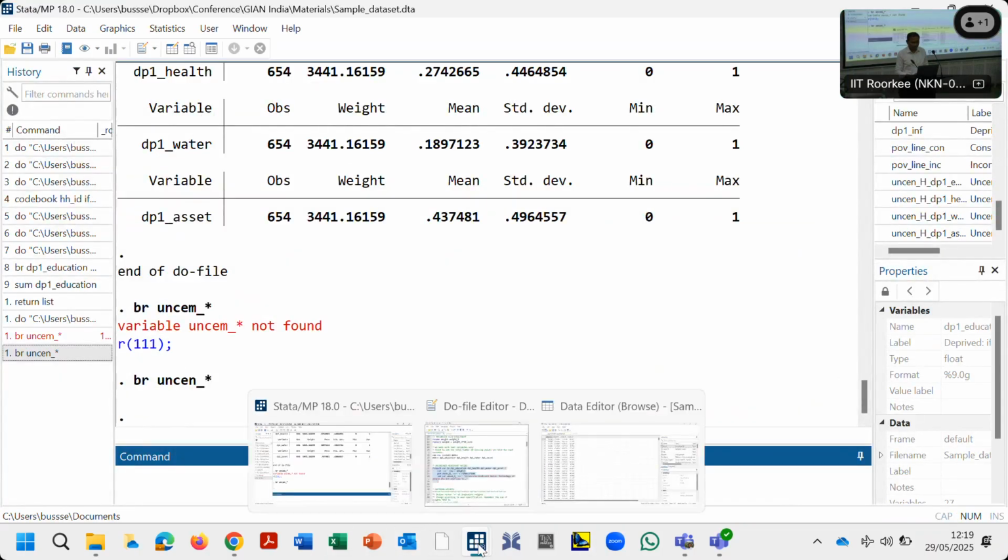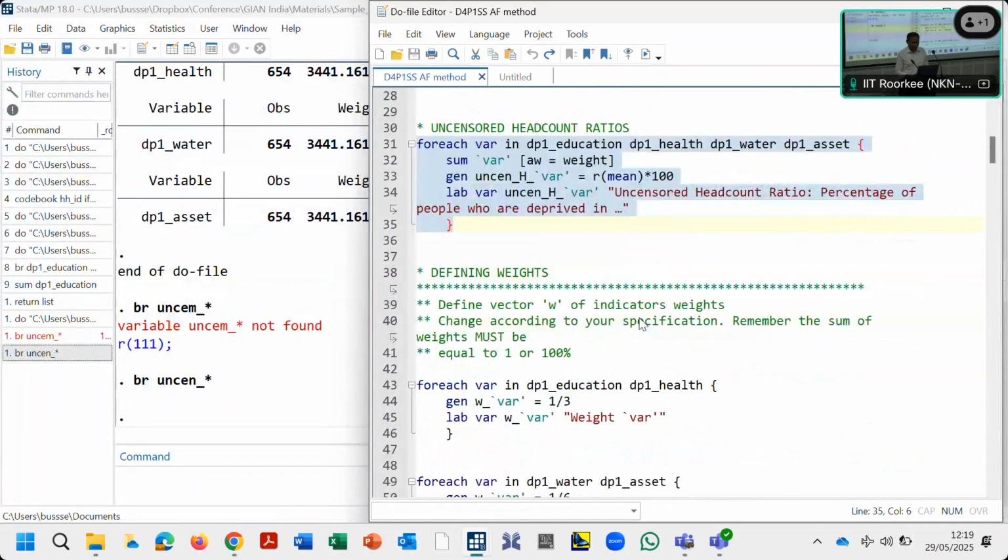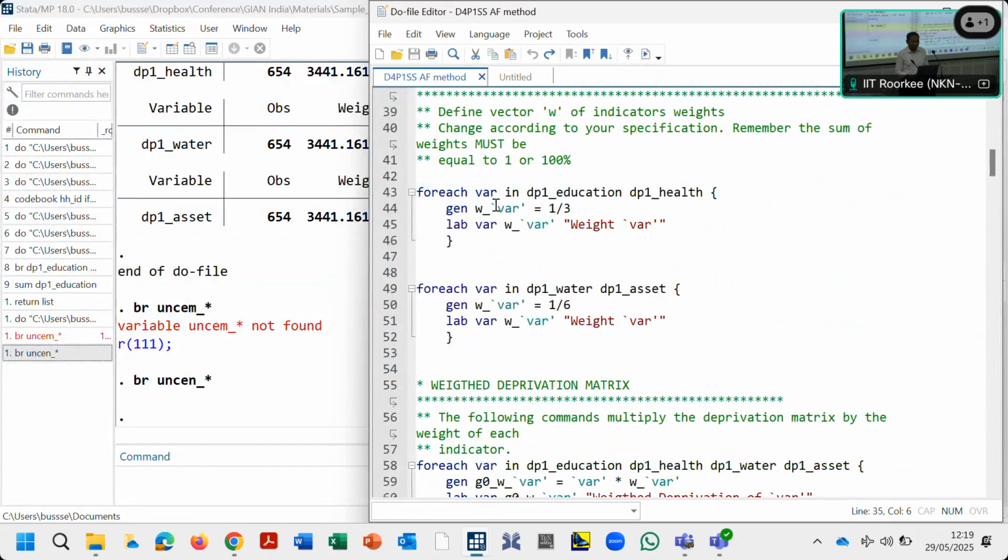So that is the first thing you did. Then what you have to do is get to the weighted deprivation matrix. Remember, you have to define the weights from your deprivation matrix. You have to get the weighted deprivation matrix. So for the weighted deprivation matrix, that means you have to define the weights.